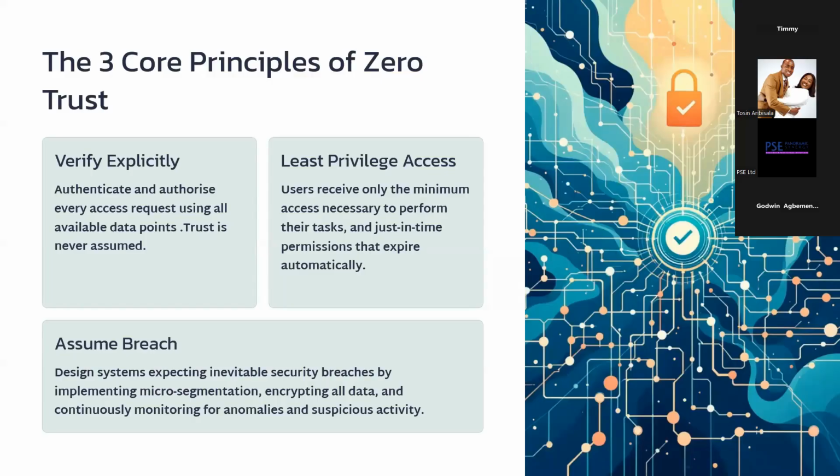The next core principle is assume breach. Design systems expecting inevitable breaches by implementing microsegmentation, encrypting all data, and continuously monitoring for anomalies and suspicious activities. Over here, we are assuming that there is a breach all the time. So we are going to put measures in place to know that whatever information or data we have out there is secured.